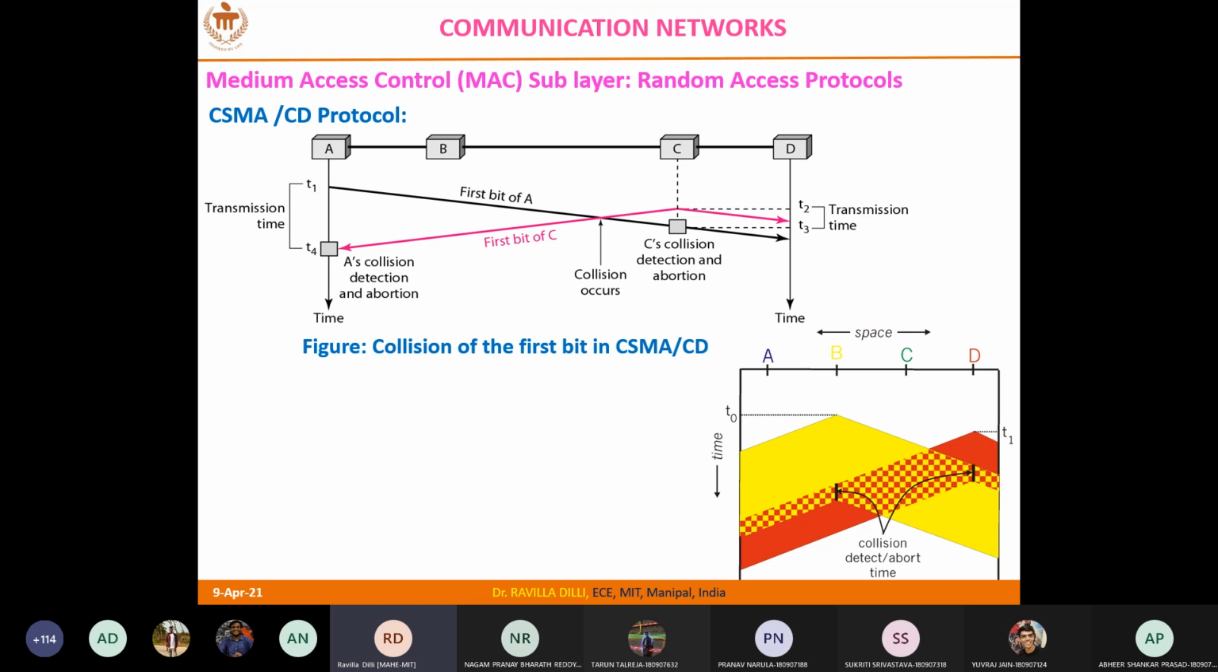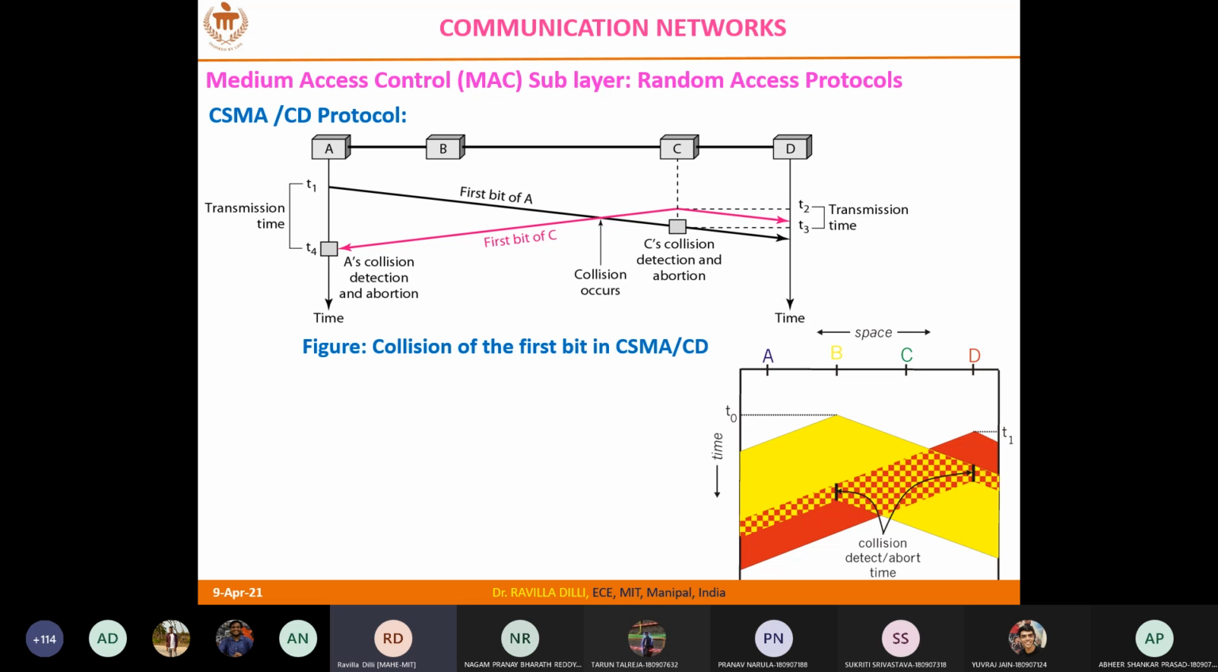In this example, there are 4 nodes A, B, C, D, and at time instant T1, A has started its frame bits, and at time instant T2, C has started its frame bits. When C senses the carrier, it looks idle at T2 because the first bit of frame A is yet to arrive. It arrives at T3, and T2 is earlier than T3. So when C senses the channel, it looks idle.